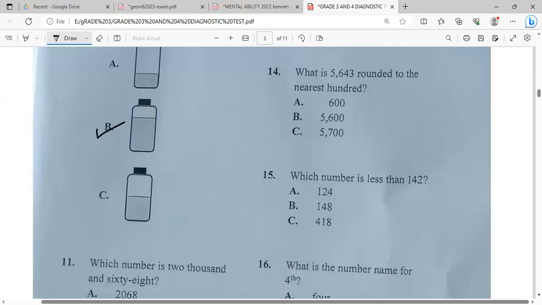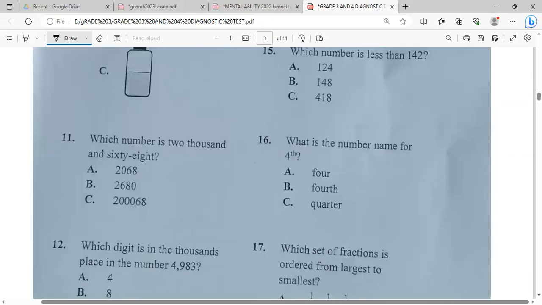Let's move on to 11. Which number is 2068? This one is 2068. This is 2680. And for this one, let me see, this one is 200,068. So 2068 would be this one.